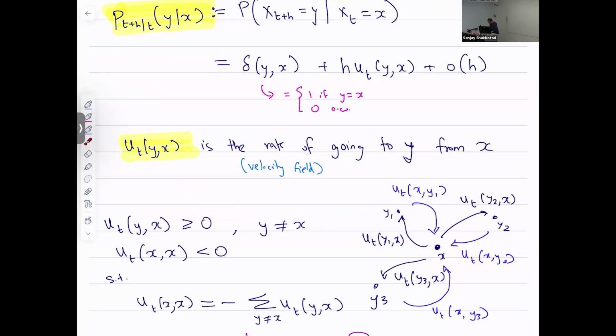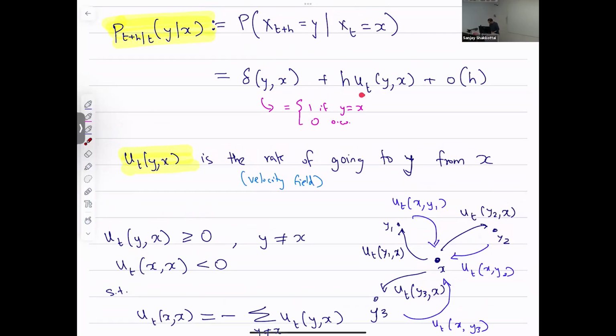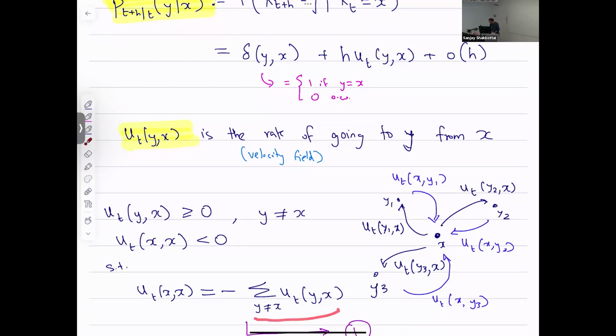Graphically, if you've got any state x, this is the rate of going from x to y1, and this is the rate of going from x to y2, and similarly from x to y3. And what's the conservation? Well, if y is not equal to x, this is non-negative. If y equals x, this will be the negative of the sum of all the other terms, meaning the sum over all y of u_t of y comma x equals 0. Y could include x itself.